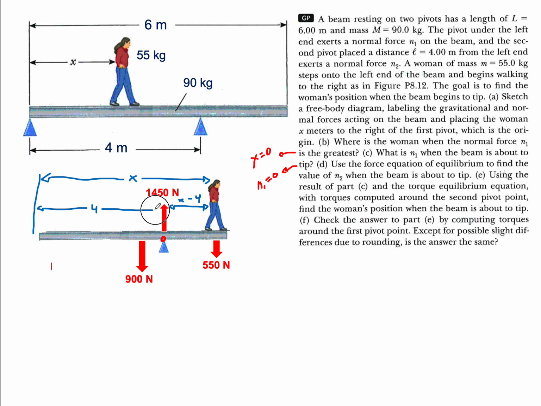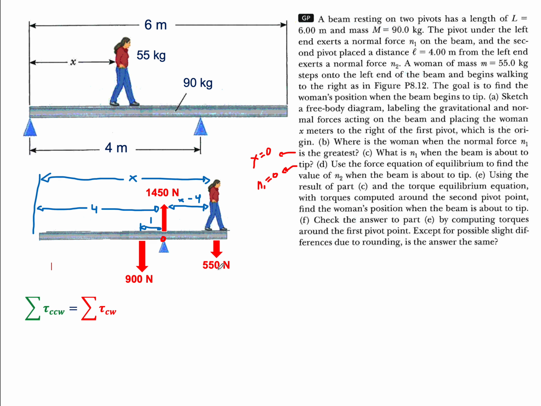The other thing I need to point out is the length of the beam is 6 meters. So how far is this from this point? The answer is this should be just 1 meter. Since we know this is 3 meters over to here, and this is 4 meters over there, this should be just 1 meter over. All right, so solving this.